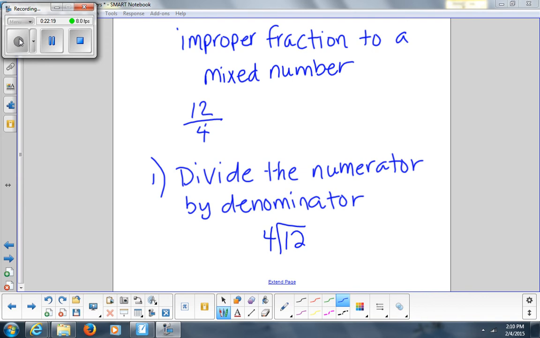Okay, what is 12 divided by 4? 4 times what is 12? 3. Okay, do I have any left over? No. So what is my answer? 3 whole.